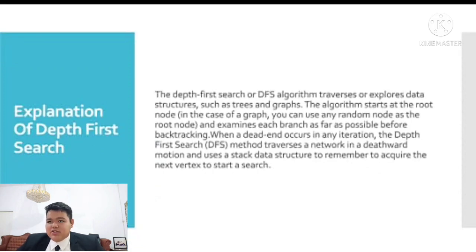Explanation of depth first search. The depth first search, or DFS, algorithm traverses or explores data structures such as trees and graphs. The algorithm starts at the root node. In the case of a graph, you can use any random node as the root node, and examine each branch as far as possible before backtracking. When a dead end occurs in any iteration, the DFS method traverses a network in a depthward motion and uses a stack data structure to acquire the next vertex to start a search.